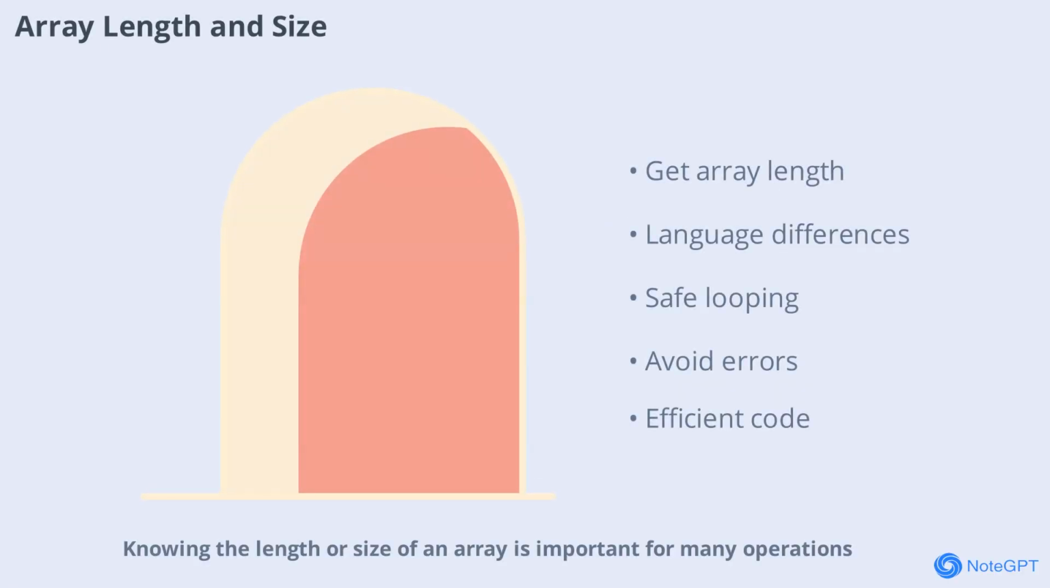Knowing the length or size of an array is important for many operations, such as looping through all elements. Most programming languages provide a way to get the array's length. For example, in Java you use array.length, while in Python you use len(array).